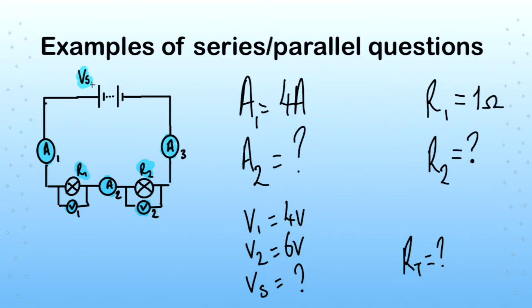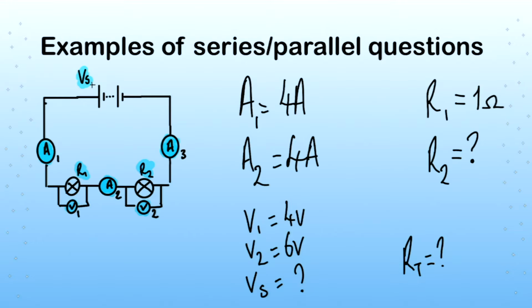So if we start off with current, we should know that in a series circuit, the current is going to be the same at any point. So it should be the same whether it's at A1, ammeter number 1, ammeter number 2, ammeter number 3, the current will be the same. So at A2 we can put here, the current is going to be 4 amps. It would be the same at A3 as well.